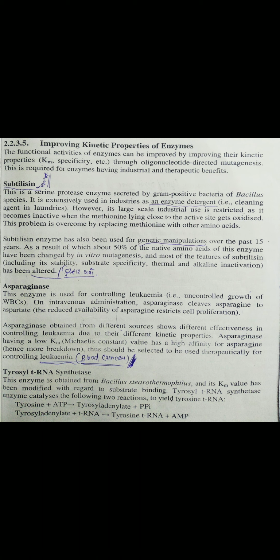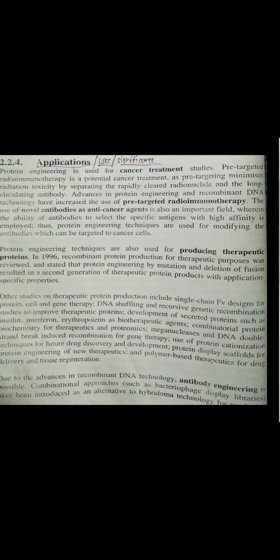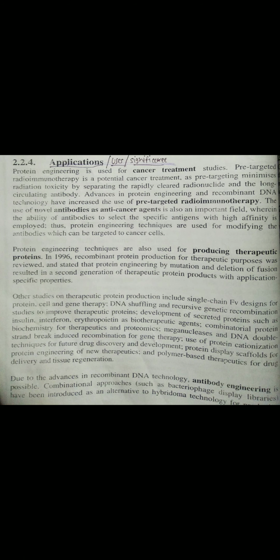Next is tyrosyl tRNA synthetase. Using the tyrosyl tRNA synthetase enzyme, we catalyze the process, and through a two-step reaction, we get the tyrosine tRNA. Now, applications of this protein engineering. It is used for cancer treatment studies. Next, it is used in pre-targeted radioimmunotherapy. It is done by this protein engineering.